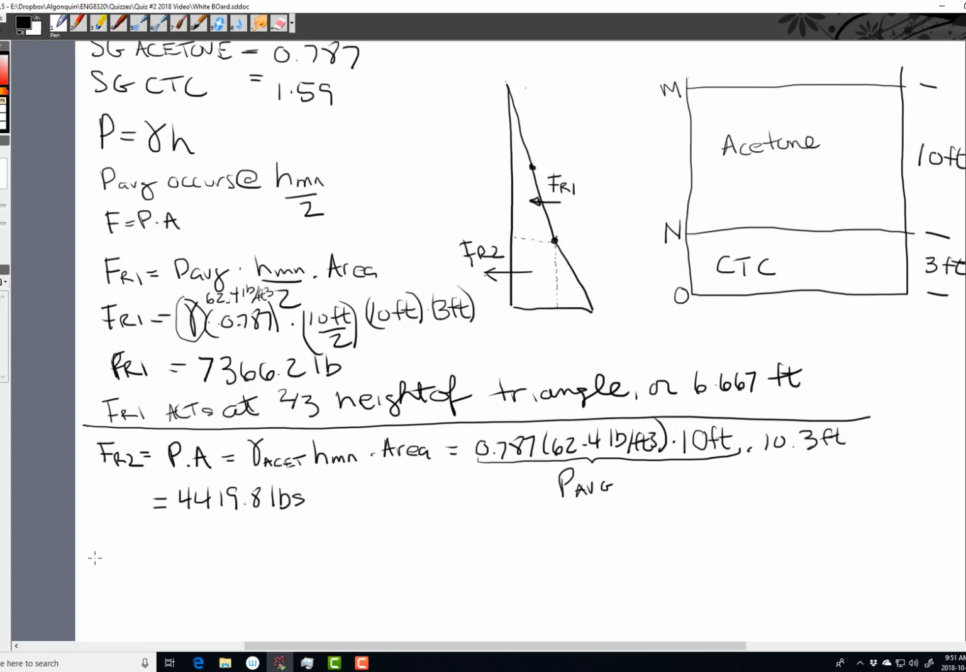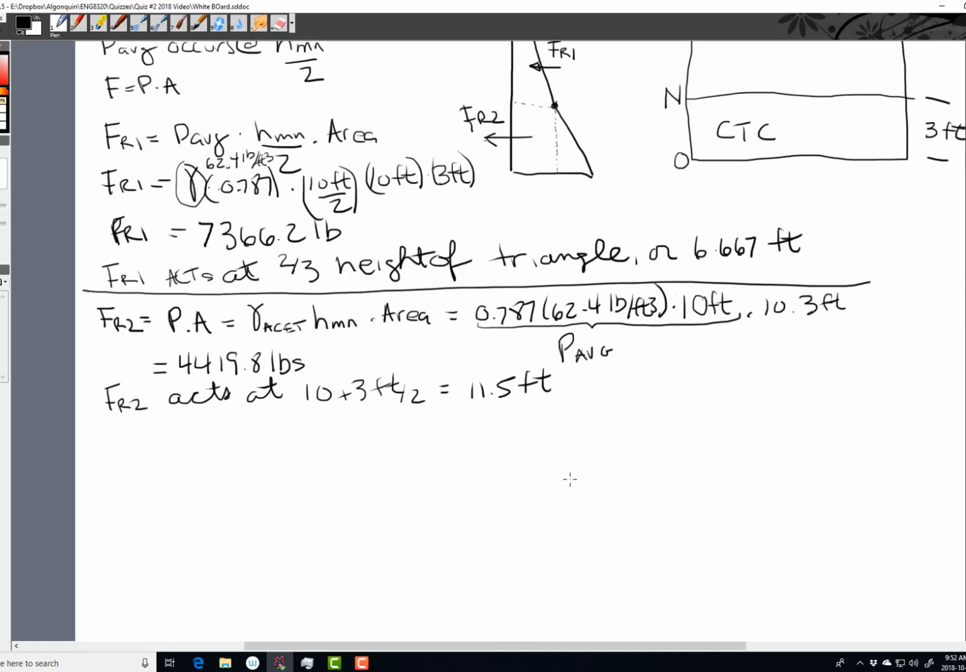So where does it act? Since this is a constant pressure, it's going to act in the middle of this 3 feet. So FR2 acts at 10 plus 3 feet over 2, which is equal to 11.5 feet. And that makes sense, right?